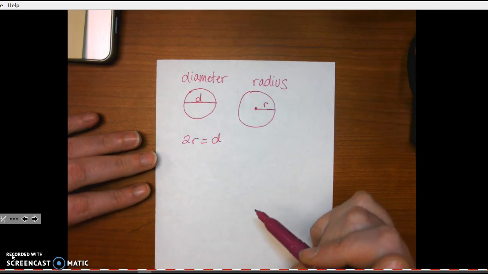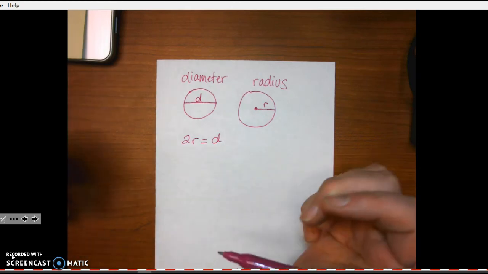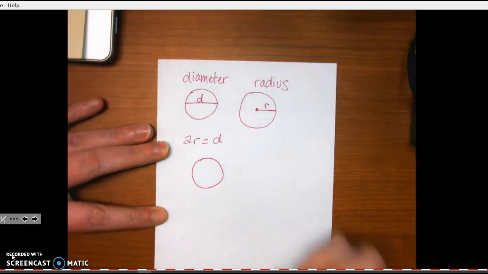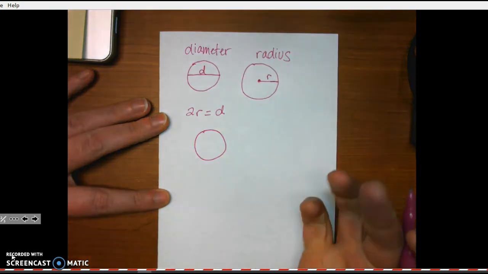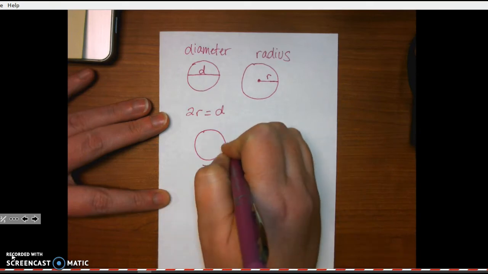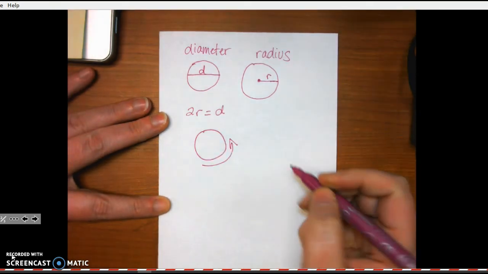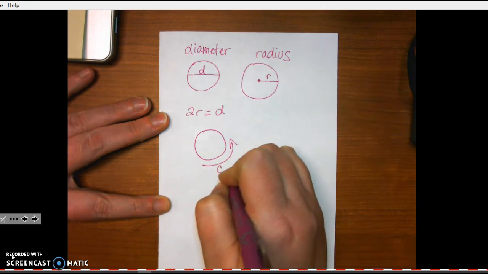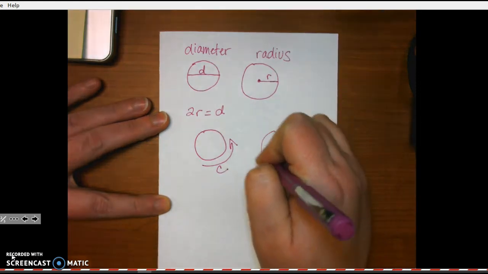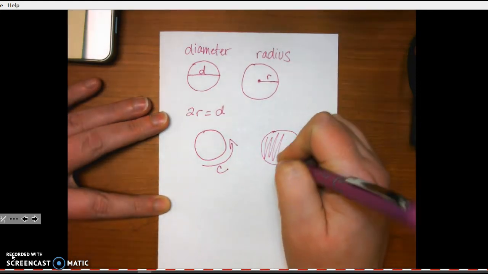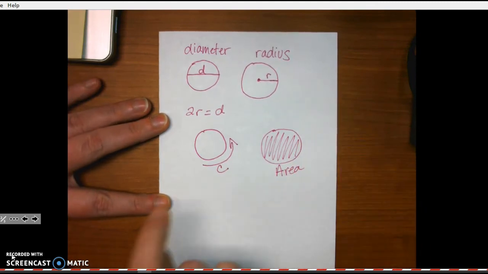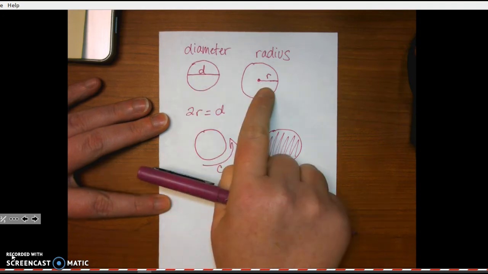So, I know you're saying, so what? Why do I care? Where's the pi? Well, crazy thing. If I have my circle, there are two more things I could know about it in addition to these two. I could know the distance around, and that is called circumference. I'm not going to spell it because I'll probably get it wrong. And then there's area.